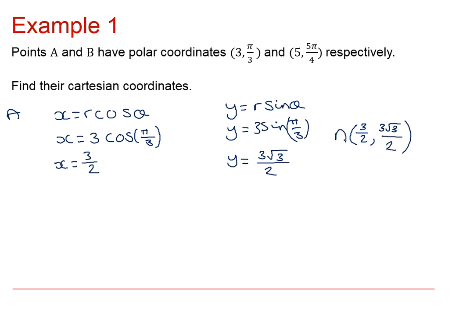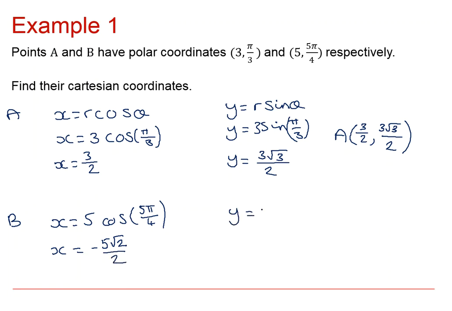Remember, if you are asked to give them in coordinates, give them in coordinates, don't just find x and y. So for the point B, x will be 5 cos 5 pi by 4, so x is minus 5 root 2 over 2, and y is 5 sine 5 pi by 4, so y is minus 5 root 2 over 2.